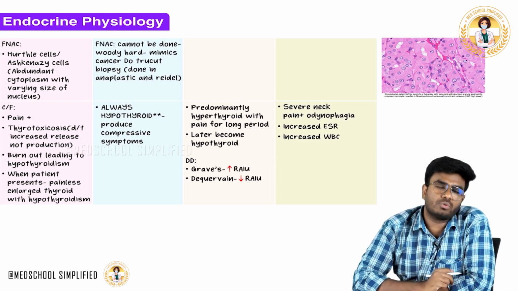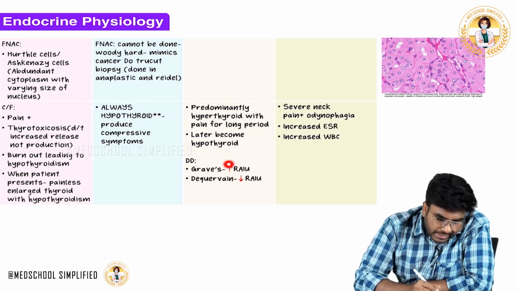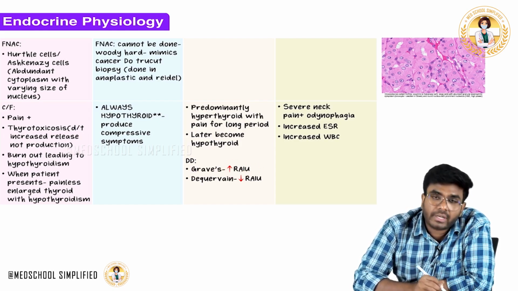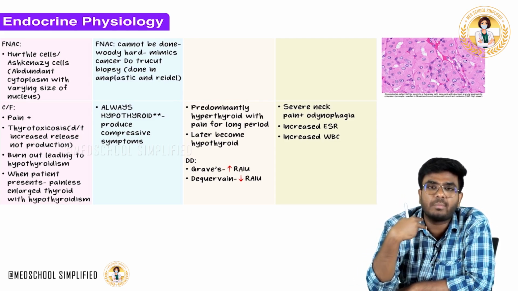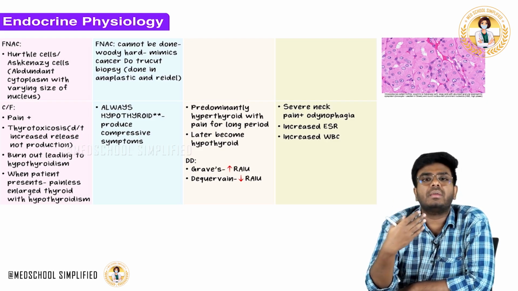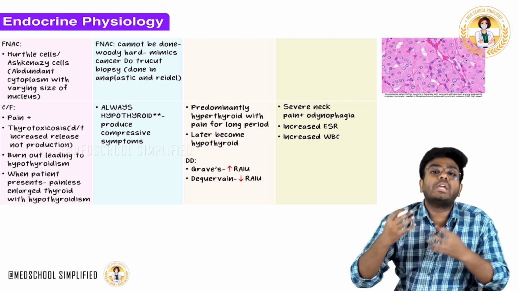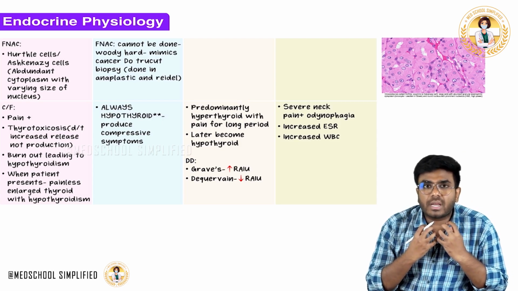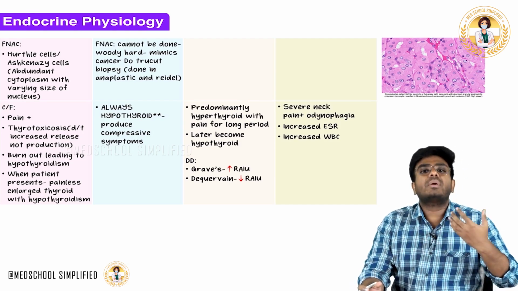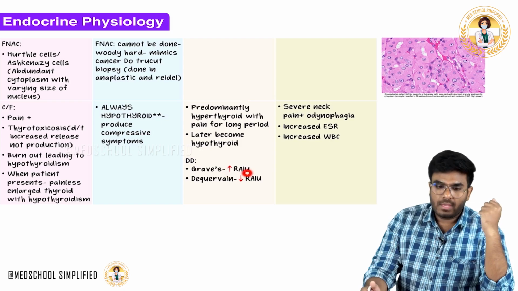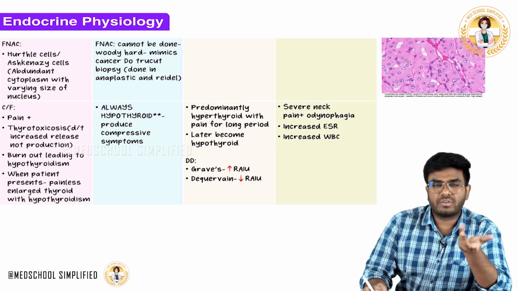So how to differentiate between these two conditions is by a study called radioactive iodine uptake. In Graves' disease there is increased radioactive iodine uptake. Why? Because the long-acting thyroid stimulating antibodies are stimulating the thyroid gland. So the thyroid gland is taking up the iodine and producing more and more thyroid hormones. If you give radioactive iodine, all of it will be taken up by the thyroid gland for the production of T3 and T4. So radioactive iodine uptake is increased.